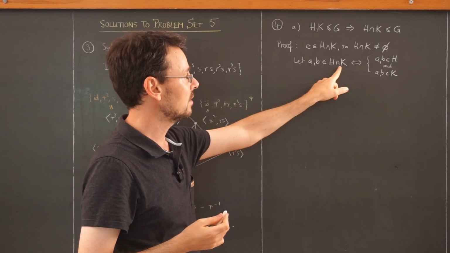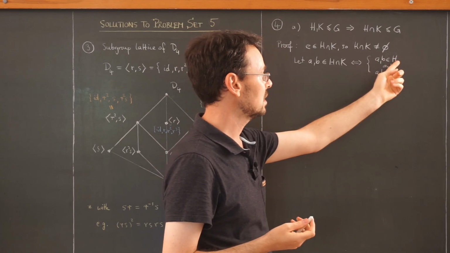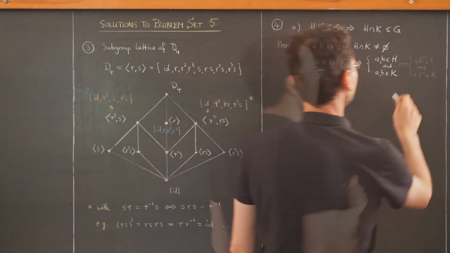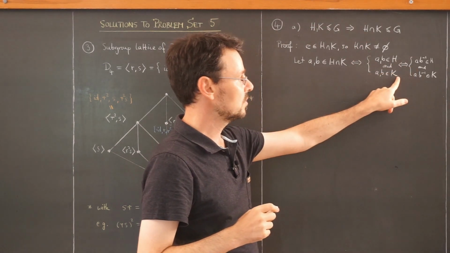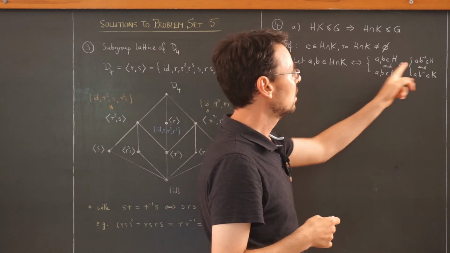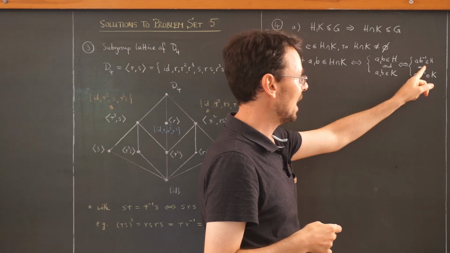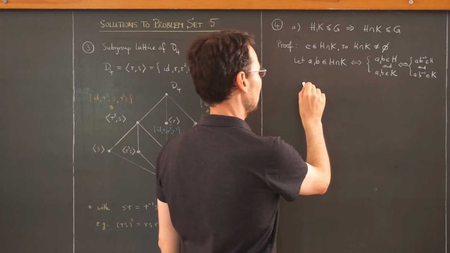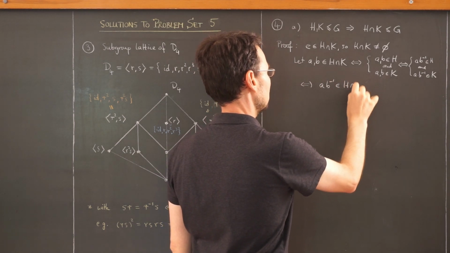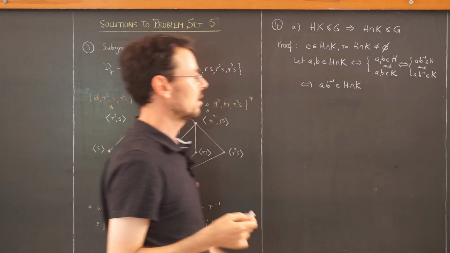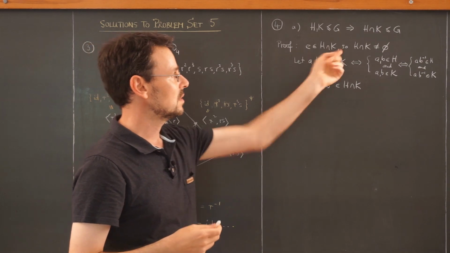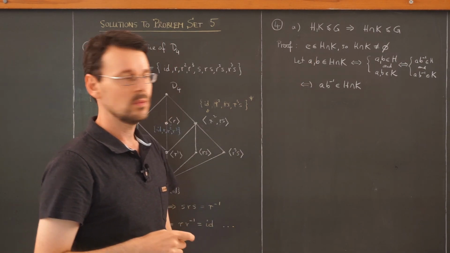If two elements lie in the intersection, then this means that these elements lie in H and at the same time in K. Now, because these are subgroups, by the subgroup criterion, the condensed one from this problem set, AB inverse lies in H and AB inverse lies in K, and this means simply that AB inverse lies in the intersection because it lies in both. And again, by the subgroup criterion, the condensed one, this shows that the intersection is a subgroup.